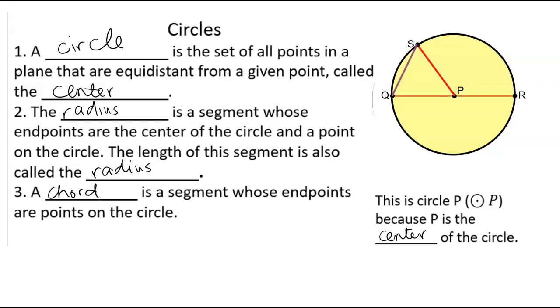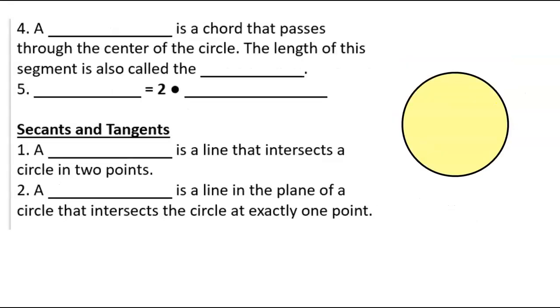Finally, we have QR, which is the diameter. QR is a chord because it goes from one point on the circle to another point on the circle, but it's a special chord because it goes through the center, which is P. And that's here on this next slide. The diameter is a chord that passes through the center of the circle. The length of this is also called the diameter. And the diameter is always 2 times the radius.